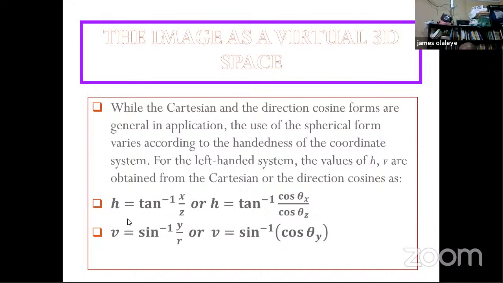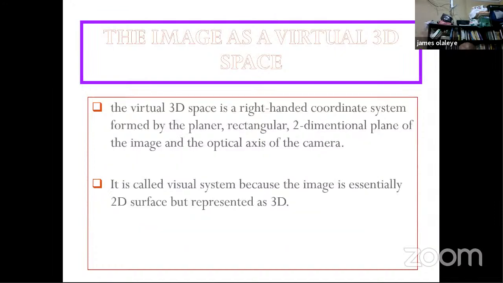Now you can compute the horizontal angle and vertical angle if you are given the direction angles, using this formula, H equals arctan x over z. These are converting x, y, z into the R, V, H form. These are the formulas which we have demonstrated before. Just re-emphasize the conversion process.